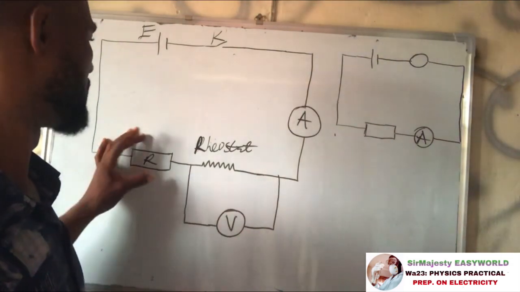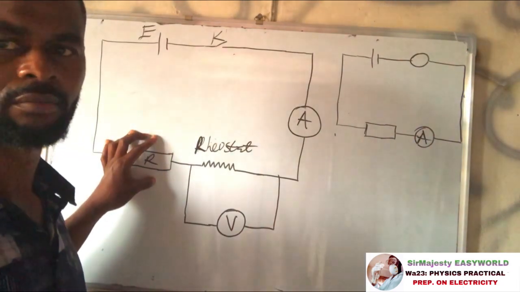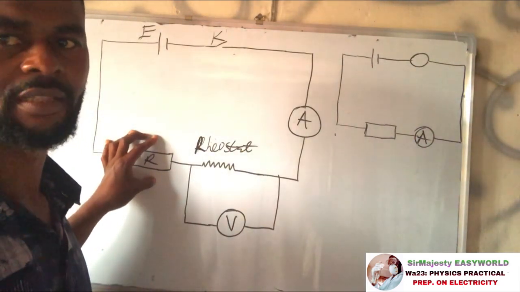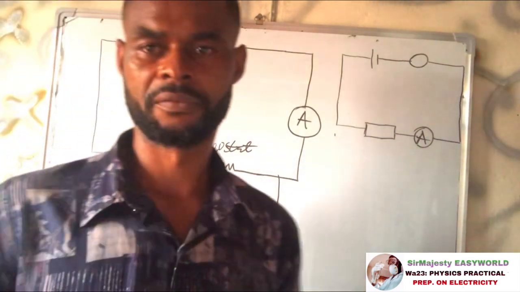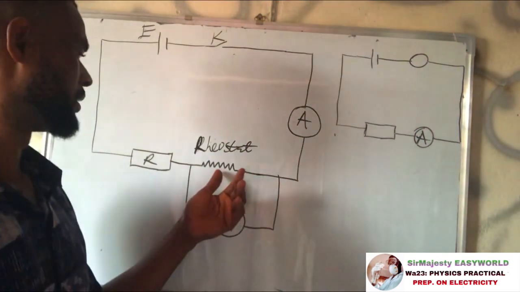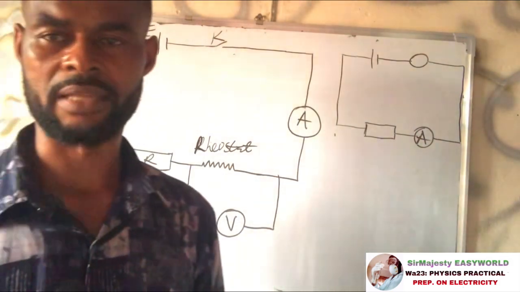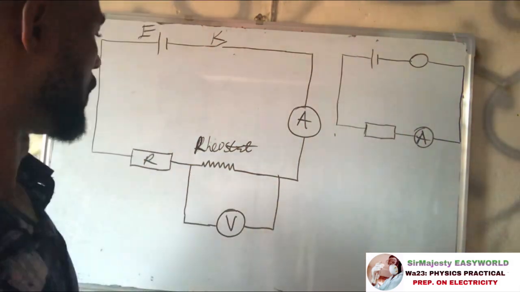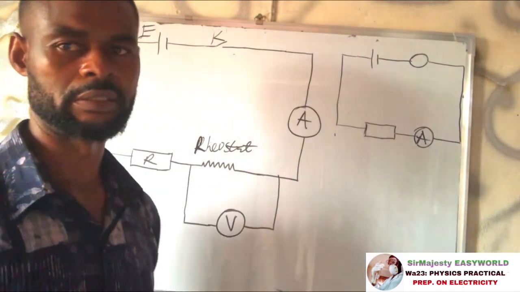And this one here is the resistor, a resistor of a certain ohm. It can be a standard resistor of 2 ohm, it can be of 5 ohm, it can be of 1 ohm. This one here is the symbol representing the rheostat. The rheostat offers some opposition to the flow of current.